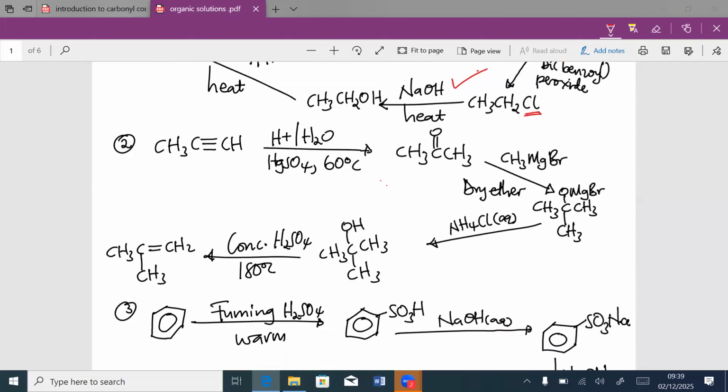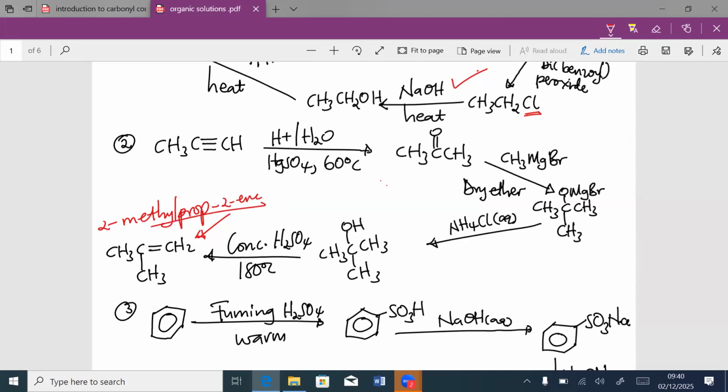Then the second part here, we're synthesizing 2-methylpropene. This compound is 2-methylprop-2-ene, not an alcohol, because this one here is an alkene.